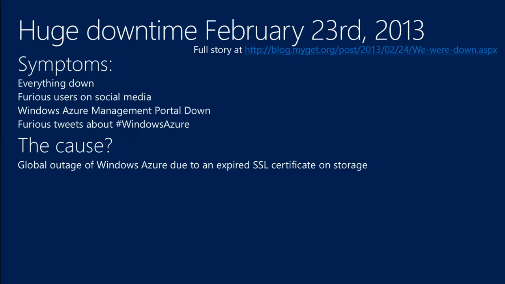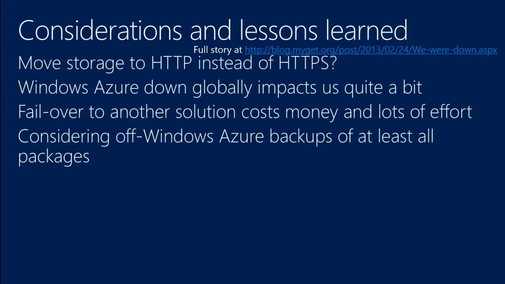Well, Windows Azure had an issue, and globally. Not only in Europe, not only in the US, everywhere. Everything was down. Those were our symptoms. We were seeing furious users on social media saying, MyGet is down, blah, blah, blah. We were also seeing furious users using the Windows Azure hashtag. So we were like, okay, this is probably not our fault, but maybe something else. So we went to the status page and we found that because of an SSL issue, Windows Azure globally failed. So it can happen. So what do you do about this?